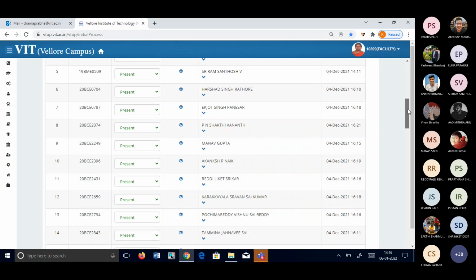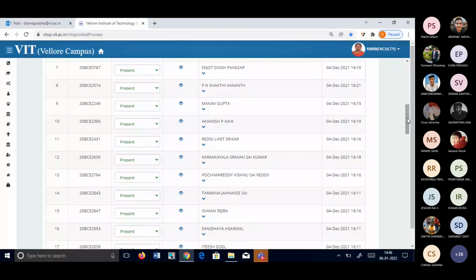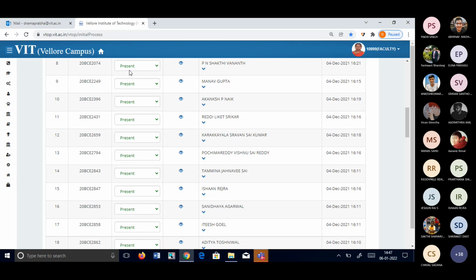So, again, you pronounce the name, Ikjot. How do you pronounce? Ekjot, ma'am. Ekjot. Okay. Ekjot Singh? Present, ma'am. Shakti Vanan? Present, ma'am. What's your name? I'm Shakti, ma'am. Shakti, okay. Manav Gupta. Present, ma'am.